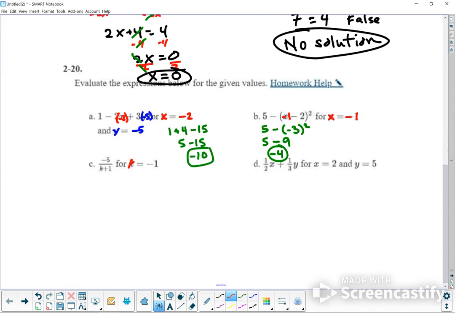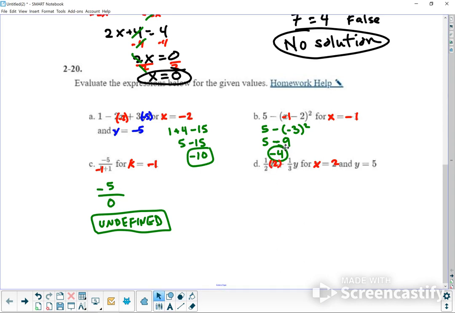Okay, we're going to put in -1. So this is going to give you -5 over, and -1 plus 1 is 0. And -5 divided by 0 is actually what we call undefined. If you use a calculator, it's going to tell you error, division by 0, because you can't divide by 0. Okay, this one here, we're going to use x as 2, so we're going to put 2 right here. There, let's put the 4 right here.